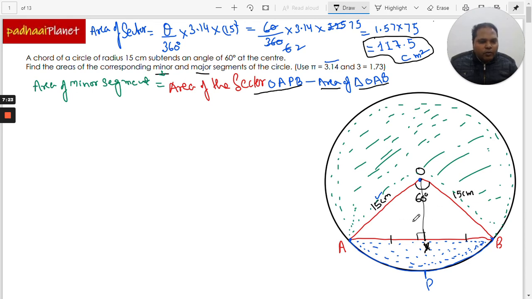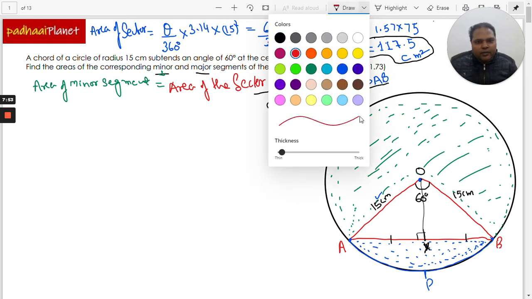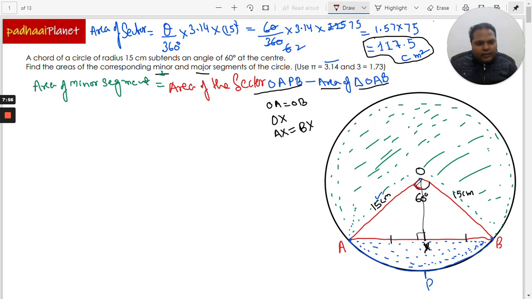These two triangles will also be congruent to each other, because there are already three properties which are the same. OA is equal to OB because they both are the radius, OX is common between the two triangles, and AX is equal to BX. So these two triangles are congruent to each other, and that means these two angles, this angle and this angle, will be equal to each other, and each of them will be 30 degrees.